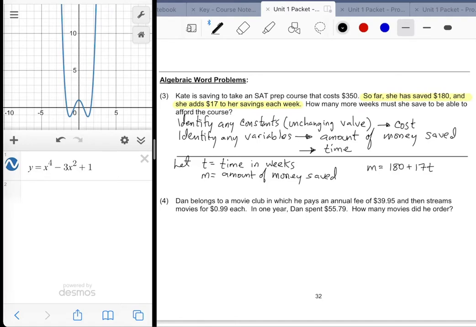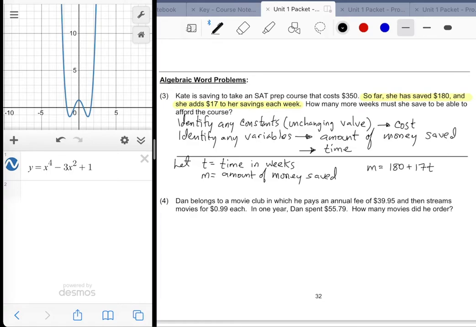So if it's only 1 week that she works, then she'll only increase her savings by $17. 2 weeks, she'll increase it by 2 times 17 or $34. 51, 68 and so on. So that would be an equation that represents her savings. It's a linear equation. Now what you do with that is really up to you at this point.